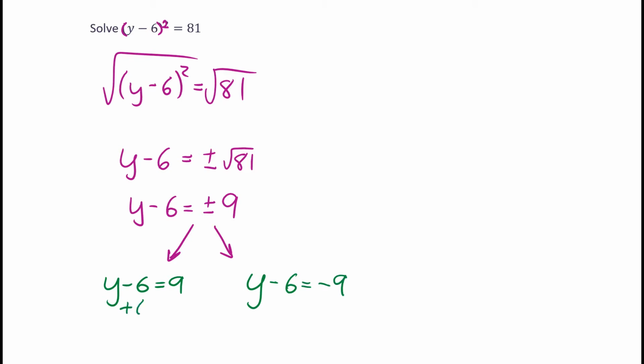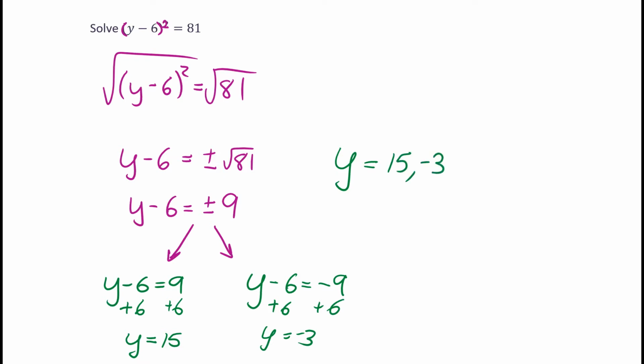Solve the left one and I add 6, so y is equal to 15. And solve the right one by adding 6. Negative 9 plus 6 is equal to a negative 3. So in this case, the solutions are y is equal to 15 or negative 3.